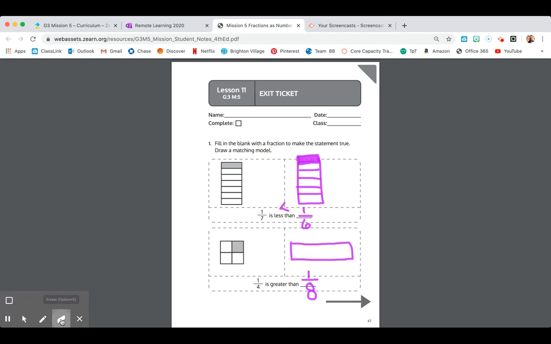And I would want to draw a comparison using a similar sized object. So my whole would be a square.